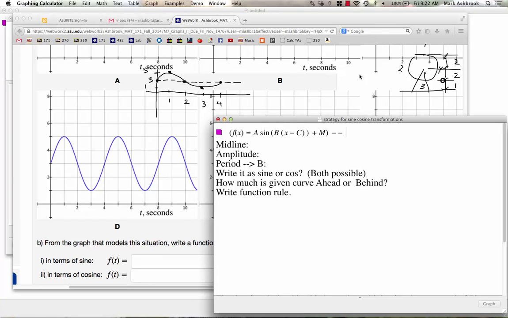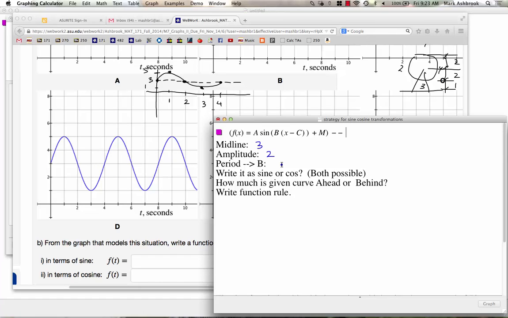Okay, what's the midline? 3. What's the amplitude? 2. It's the distance from the midline up to the top. Okay. All right, we get the period, and then from the period, it gives us this number b in the equation, right? So what is the period?